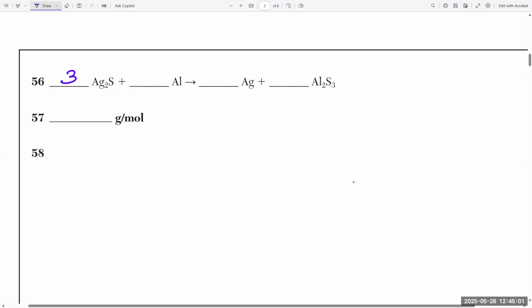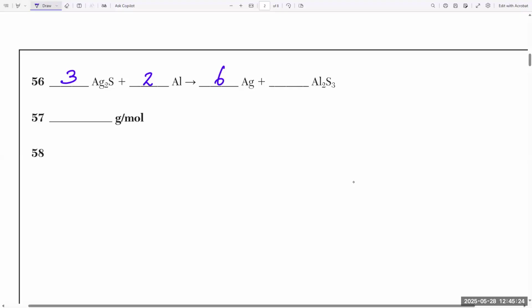By doing that, then the silver on the left side becomes 2 times 3, which is 6. So we're going to need 6 silvers on this side, right? And then because of the 2 aluminum on the right side, you're going to need 2 aluminums on that side. So your number should be 3 to 6. Now, it looks funny because it looks like they could be simplified, but you do realize you can't simplify this, right?